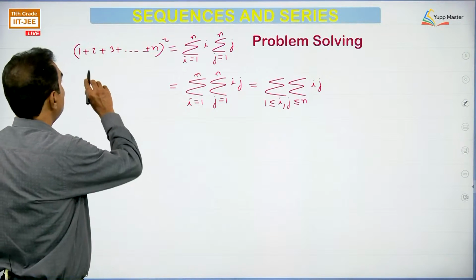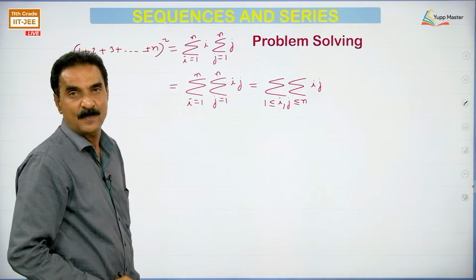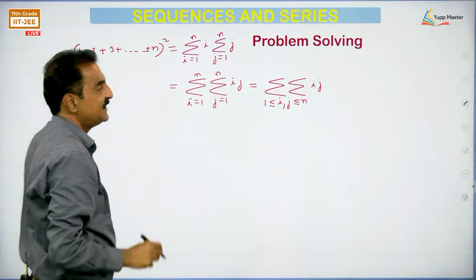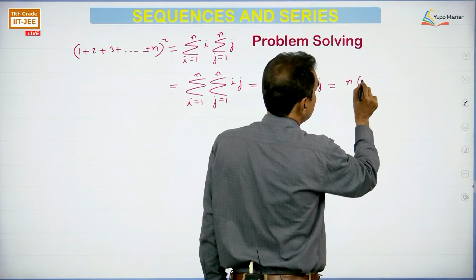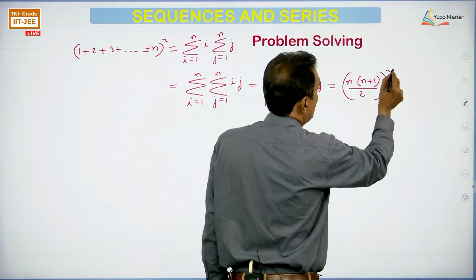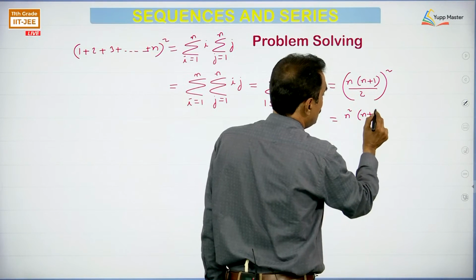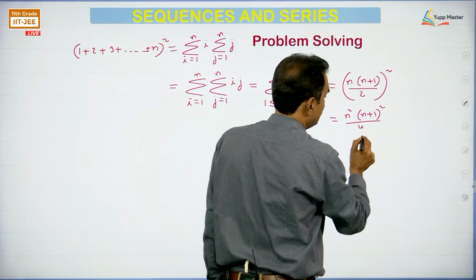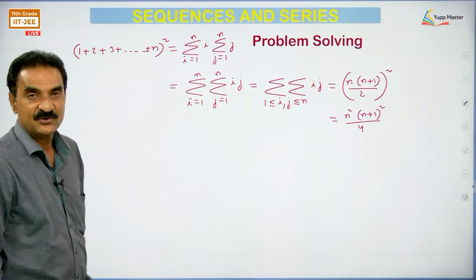So what is its value? We know that this sum is n into n plus 1 by 2 and whole square is there. So this sum is n into n plus 1 by 2 whole square. So answer is n square into n plus 1 whole square by 4. Alright. Let us proceed to the next question.